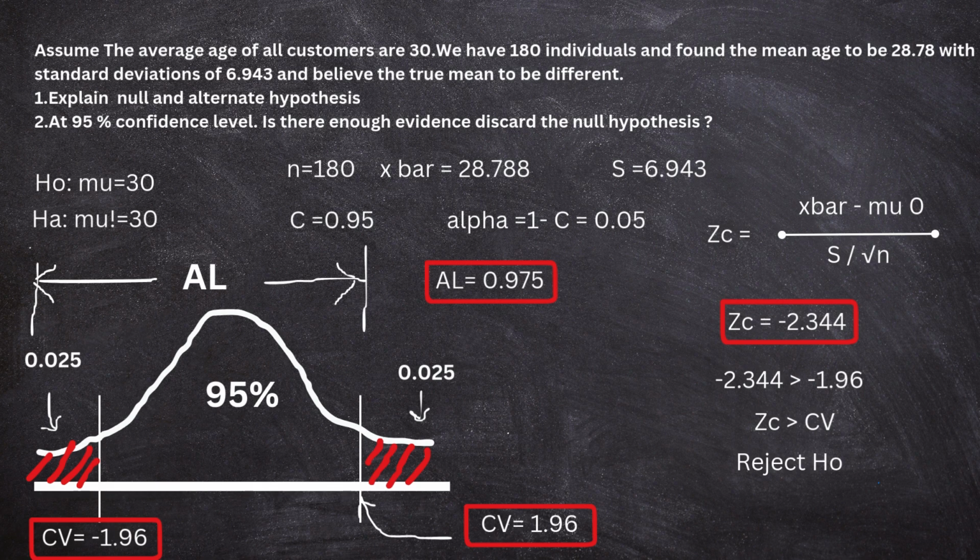Then we compare the critical value and the calculated z-value. Our calculated z-value is beyond our critical value of negative 1.96. Thus this tells us that we need to reject the null hypothesis. This is the traditional method.